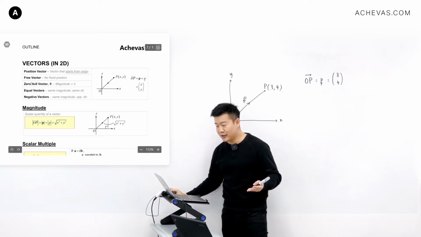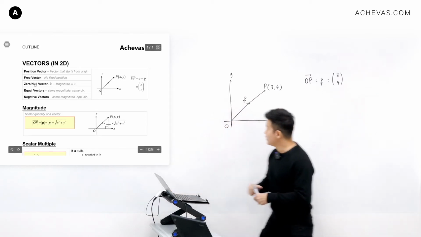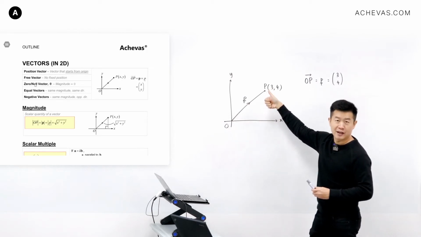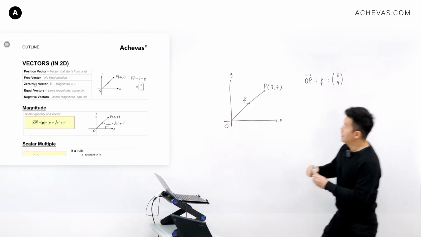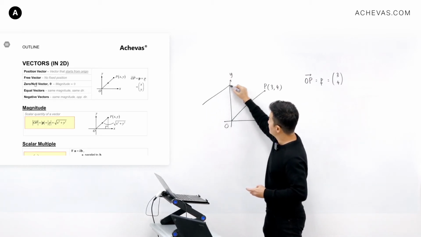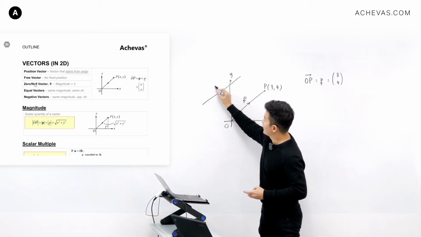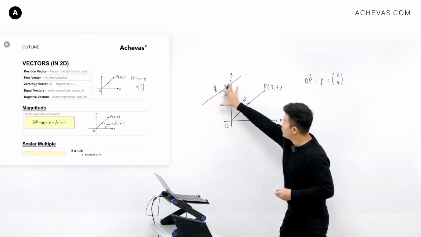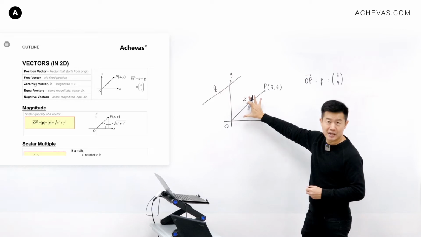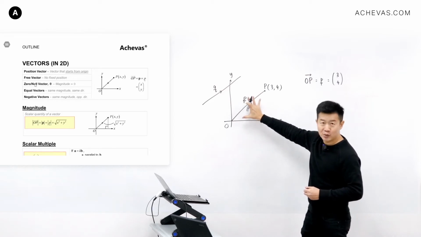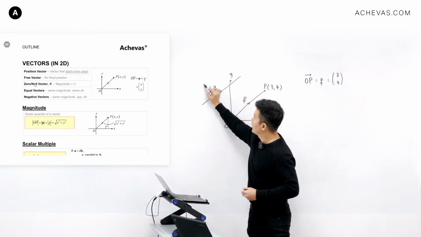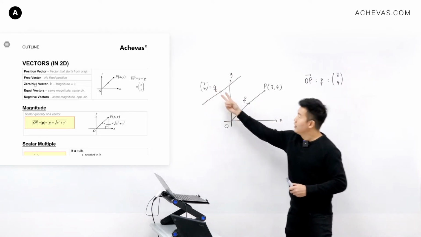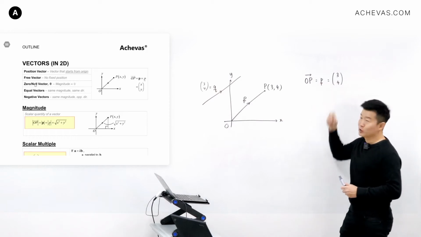I'm going to call it the free vector, which means that as long as it goes 3 to the right and 4 upwards, it is also called (3, 4). It can maybe be here. Let's say this is vector Q, which means that as long as Q has the same direction as P and the same magnitude as P, this Q here can also be called (3, 4). So Q is (3, 4), and P is also (3, 4).